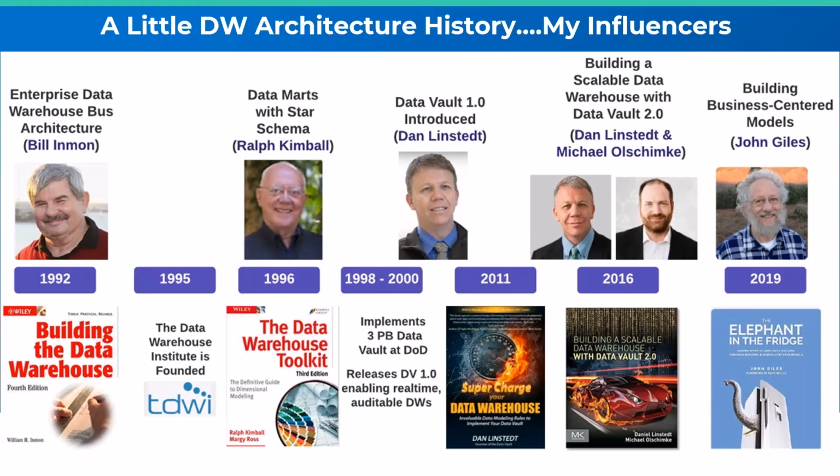And then he came out with his first book in 2011, which was Super Charge Your Data Warehouse. And then in 2016, he upgraded the Data Vault methodology into Data Vault 2.0, and he published Building a Scalable Data Warehouse with Data Vault 2.0, along with Michael Olschimke. And then in 2019, John Giles, who has been doing this all of his career, building business-centered models, published The Elephant in the Fridge, great book too.